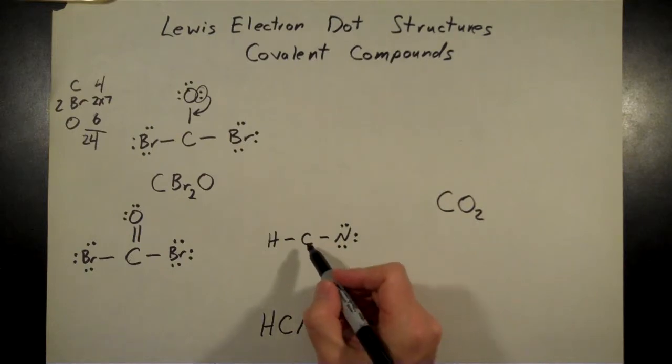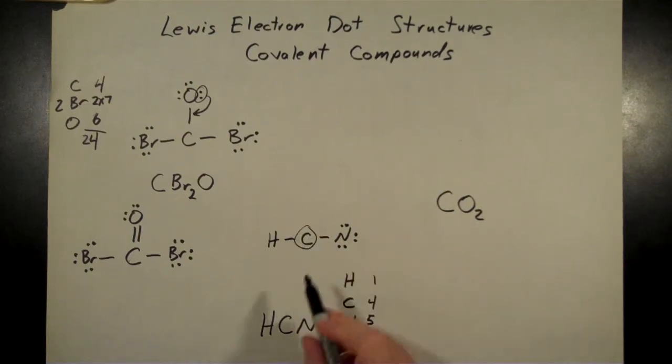But we're not done yet. Why aren't we done? Because the carbon atom there only has 2, 4 electrons, 2 here and 2 there. So it's only got 4 valence electrons. It needs 4 more.